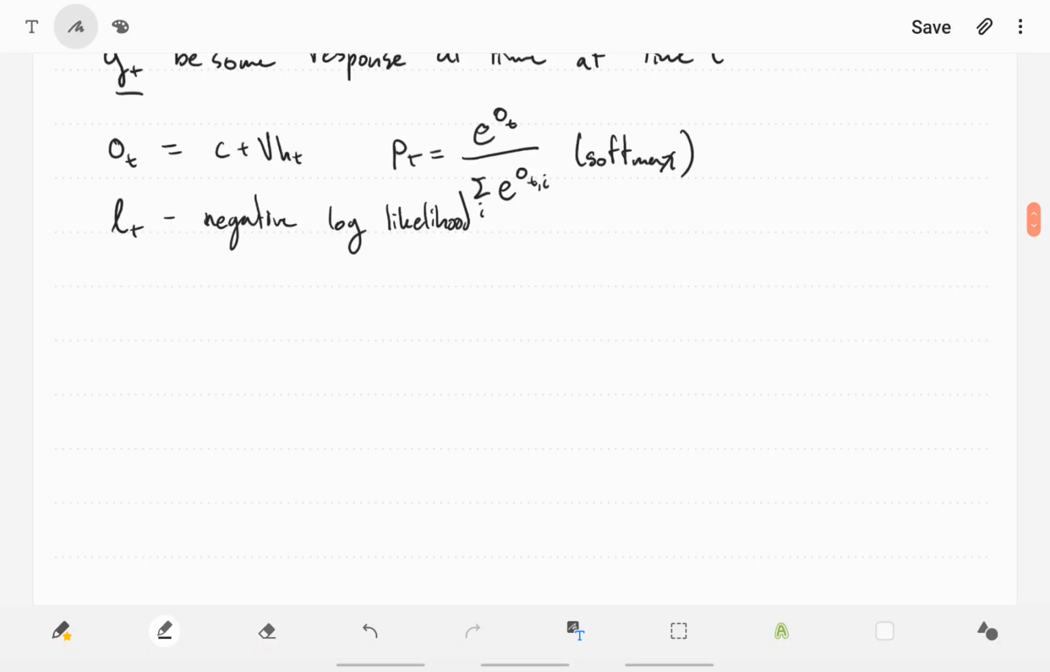Okay, so we're going to have to choose a loss function, and a natural loss function would be the negative log likelihood for this model, and this is going to give us the same as the cross entropy loss if O sub t is thought of as the logits. So this is really just the multi-class classification loss used in logistic regression.